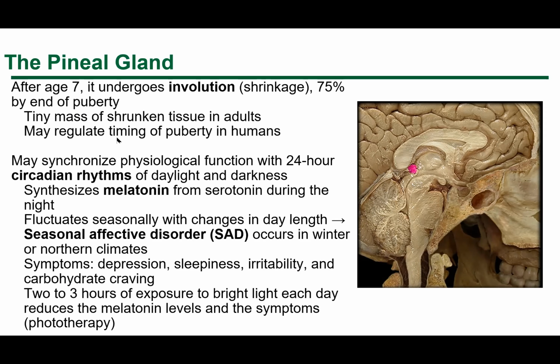So it's thought to have a role in regulating the timing of puberty in humans, along with other timing functions, including leptin amount, body adiposity, the suprachiasmatic nucleus of the hypothalamus, which is right there, and a bunch of other things. So it does a lot of stuff, but I do want to stress that shrinkage of it is normal.